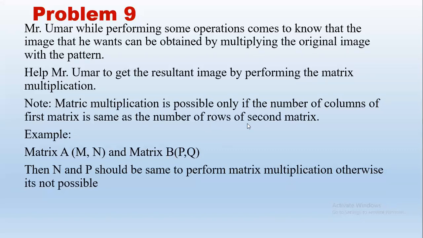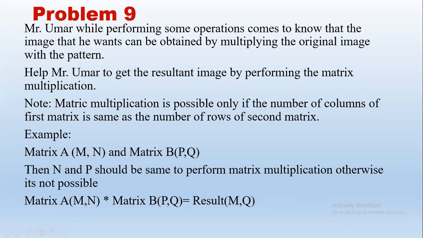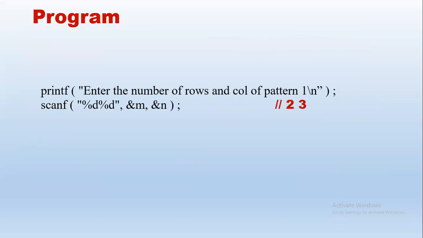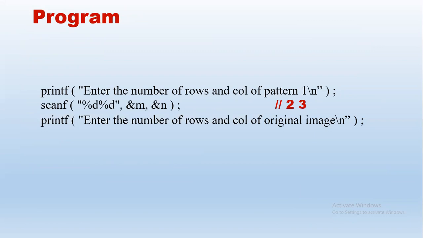So this is the basic fundamental about matrix multiplication. So if we multiply a matrix of order M N into a matrix of order P Q, the resultant matrix will have an order of M Q, that is M cross Q, right? So this is the basic multiplication. Each first row of first matrix will be multiplied to first column of the second matrix. So first we will take input, say M and N is 2 and 3. Now P Q will be second input, 3 and 4.